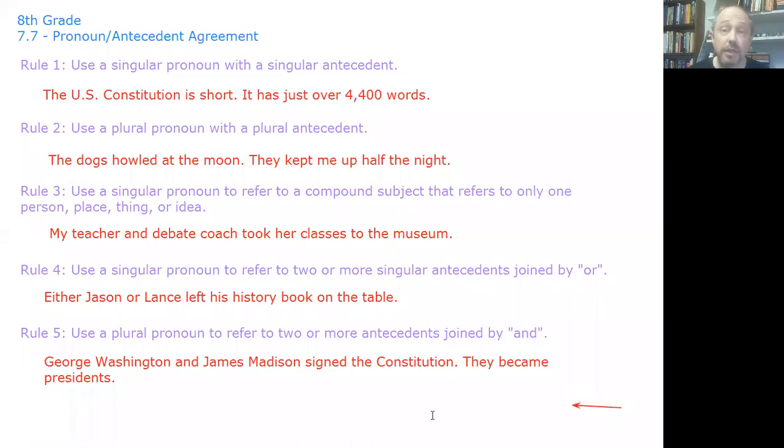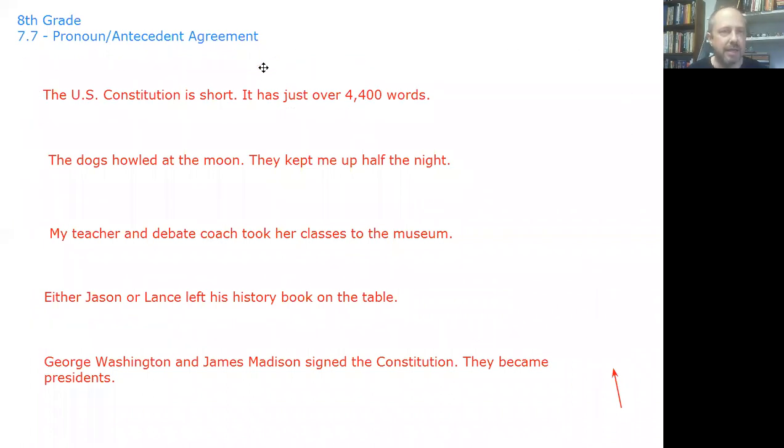Okay, so when I look at this, what I see is both of these guys, Washington and Madison, both became presidents. They, right? It's not "or", it's both of them. All right. So keep these rules in mind, and most of your difficulties with pronoun antecedent agreement will go away if you keep these in mind. Now, indefinite pronouns can complicate things just a little bit. So let's look at indefinite pronouns.